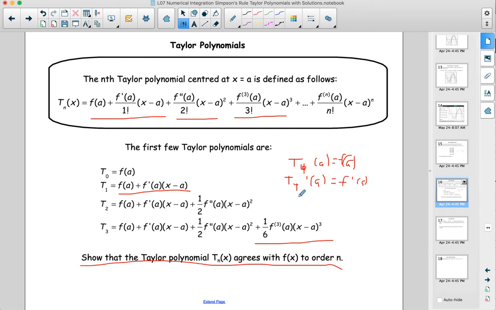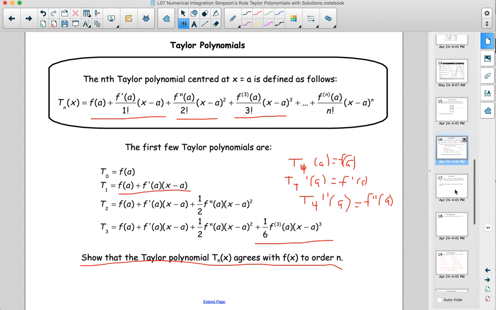And I'm just going to write one more of these out, but you'd have to go all the way out to the fourth derivative. So the second derivative of the fourth order Taylor polynomial at a is equal to f double prime at a. And then you'd repeat that for the third derivative, you repeat that for the fourth derivative. They would need to be equal to each other. Once you verified that, then you are in agreement out to that particular order.